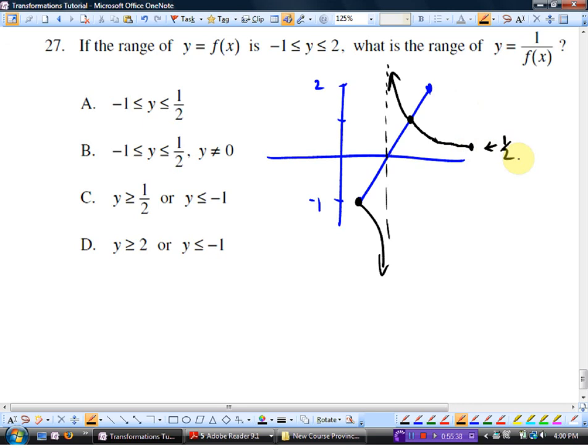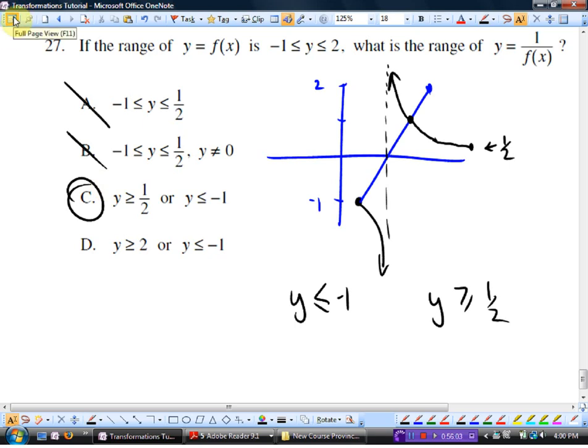There's my picture. Now, what's the range? Everything below negative 1. So that's wrong and that's wrong, because that's missing y is less than or equal to negative 1. How would I write this? Everything above or touching. There you go. Now that was number 27 on this exam.